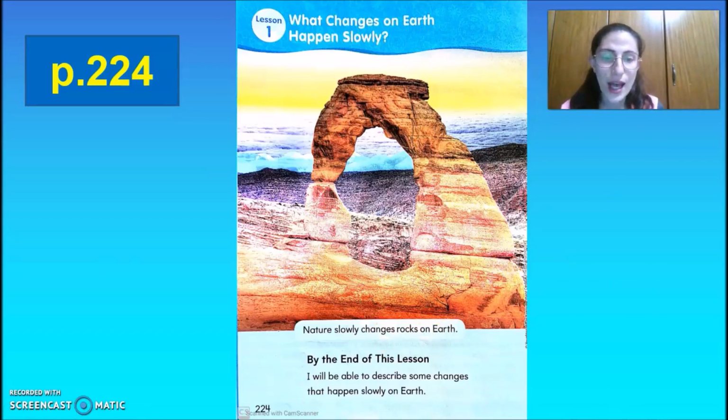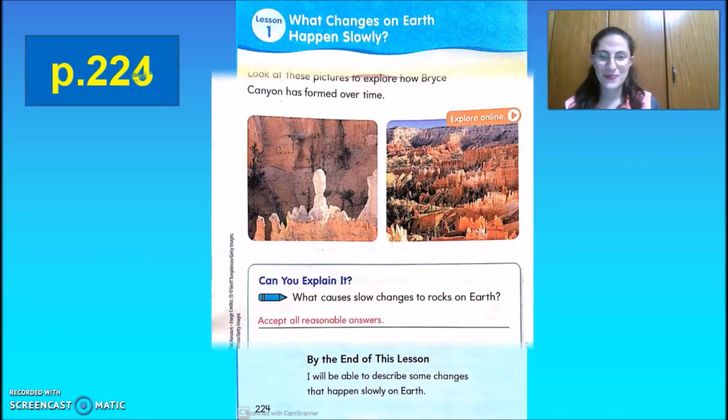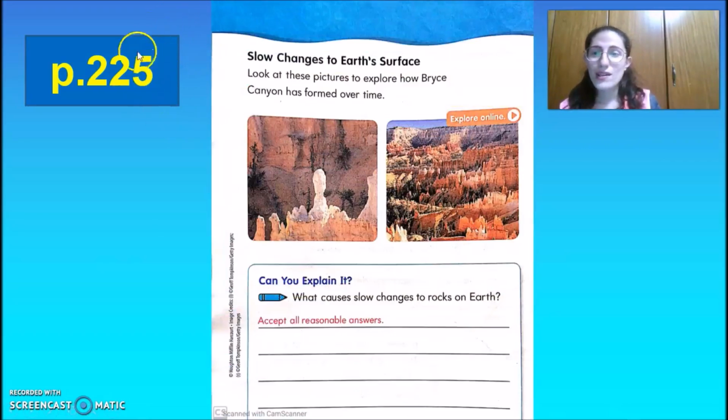Let's check out how. By the end of this lesson, I will be able to describe some changes that happen slowly on Earth. So we're going to study some changes that happen slowly on Earth, okay? Let's find out. We move to page 225, Slow Changes to Earth's Surface.